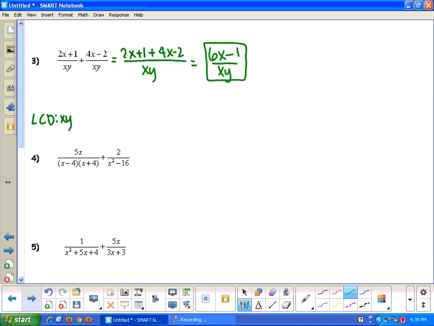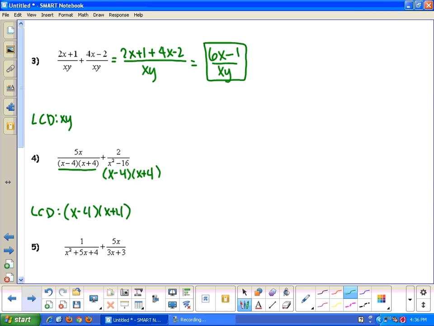For question number 4, again, I want to find the least common denominator. The first fraction here is already factored. So we have x minus 4 and x plus 4, and then x squared minus 16. I would need to factor that first, so this is going to be the difference of squares, x minus 4 times x plus 4. Notice that those are the same when I factor, so my least common denominator is x minus 4 times x plus 4.